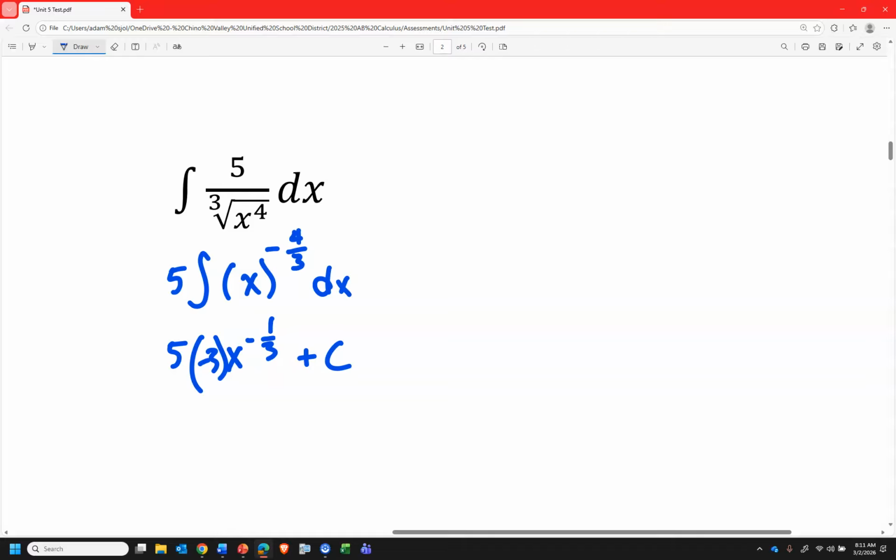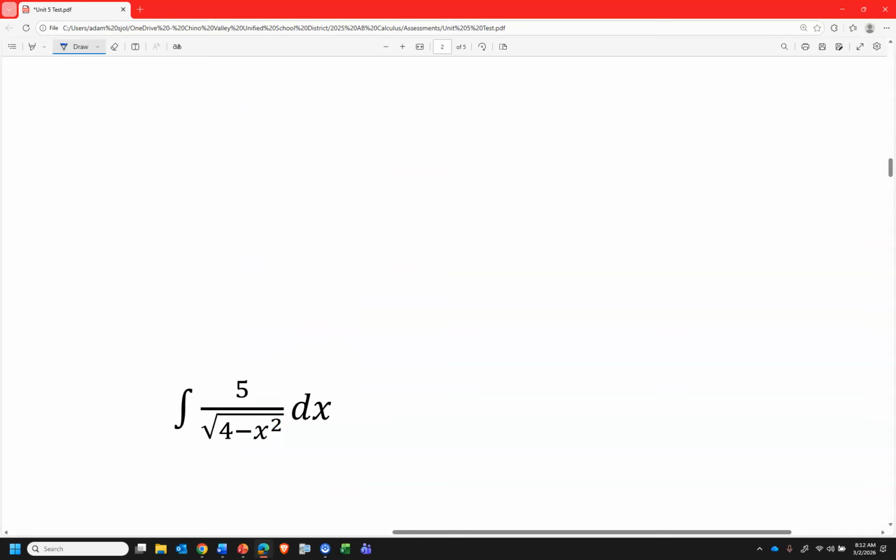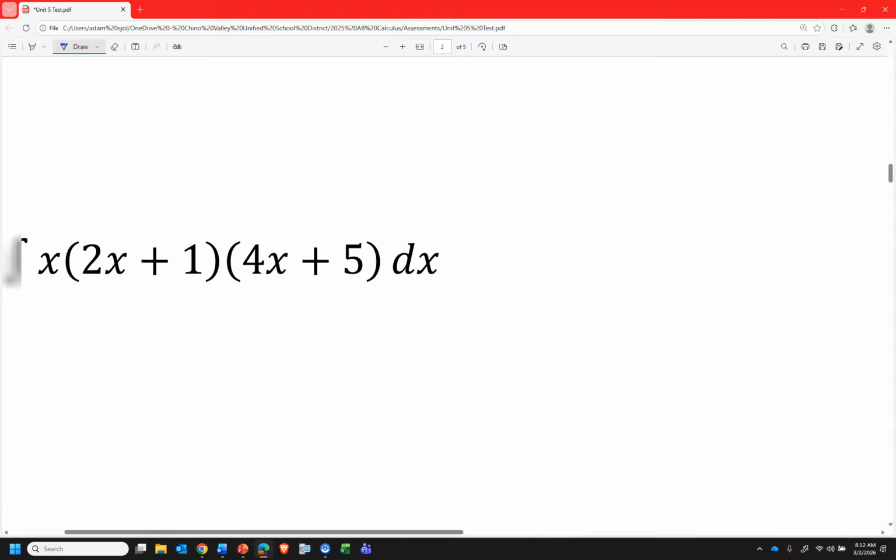Because the chain rule on x to the negative 1/3 would be negative 3. Oh, negative 1/3 times negative 3. Yeah, there we go. So negative 15 over the cube root of x plus c. I'll skip that for a second.